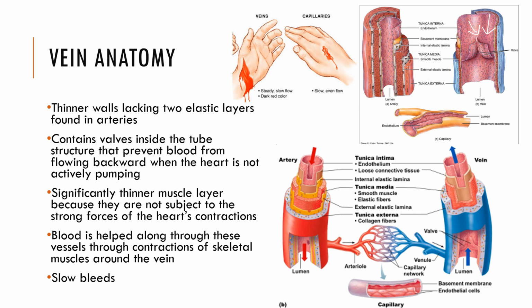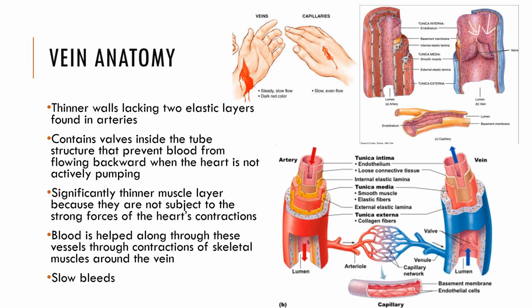Now, these are our slow bleeds, so when we cut these, they'll just kind of dribble out blood because they're not pressurized. Now with these ones, the larger ones are called veins, and the smaller they get, they're called venules.